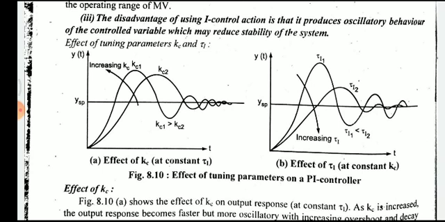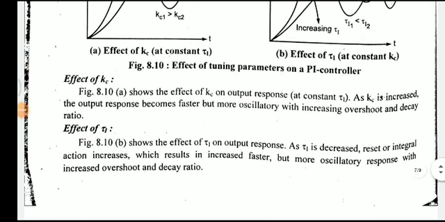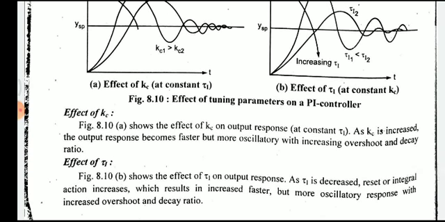Here we can see that Kc1 is greater than Kc2. So Kc1 gives greater oscillations, whereas the second figure at the right hand side indicates tau 1. So tau 1 is less than tau 2. So this is the effect of tuning parameters of the PI controller.